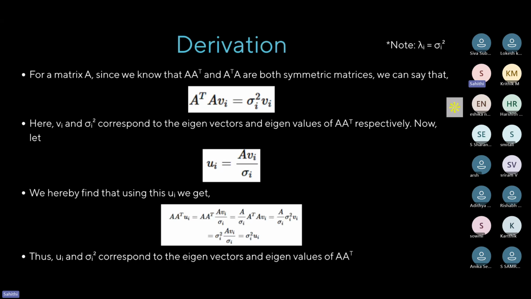of A transpose A. Now if we let some vector Ui equal A Vi by sigma i, and we multiply that with A transpose, then we get something like A transpose A Vi by sigma i, which we can decompose and finally equate to sigma i squared Ui. So from here we can see that Ui is the eigenvector of A A transpose and sigma i squared corresponds to the eigenvalues of A A transpose.